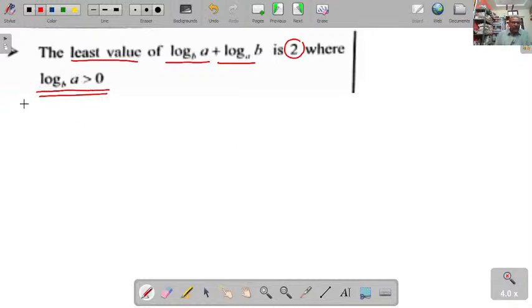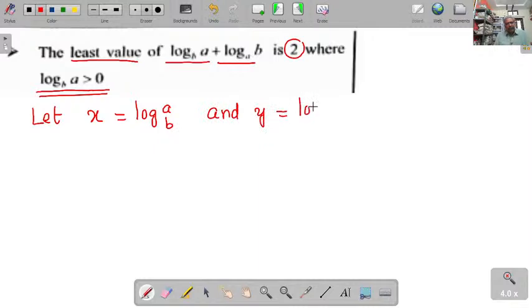So my dear students, let's have a discussion here. Suppose x is equal to log a to the base b and y is equal to log b to the base a. For our convenience, log b to the base a we can write as 1 upon log a to the base b. Clear? So already what is given here? Log a to the base b is greater than 0.